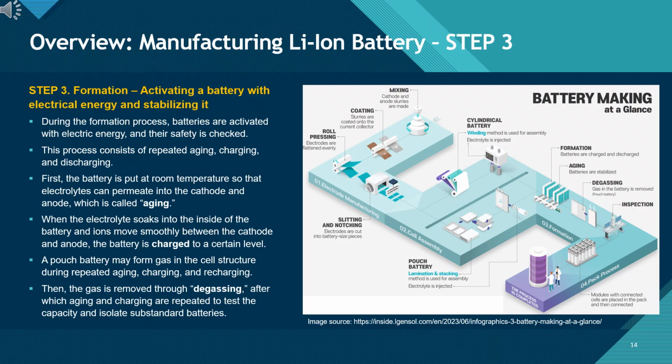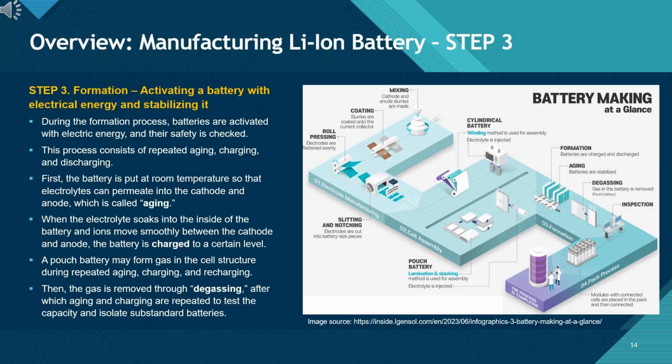Overview: Manufacturing Li-ion battery. Step 3, Formation. In this step, we move into one of the most important phases of battery manufacturing: formation. This is where each cell is essentially brought to life. After the electrolyte is filled, the cell is allowed to rest at room temperature. During this period, called aging, the electrolyte slowly wets and penetrates the electrode's internal structure, preparing the cell for controlled charging. Once the wetting is sufficient, the cell begins a series of slow and carefully managed charge-discharge cycles.